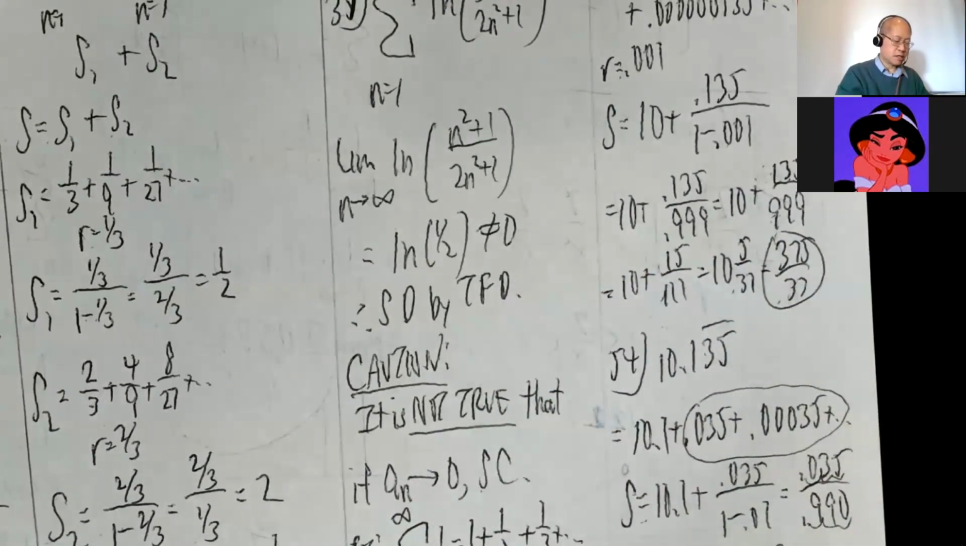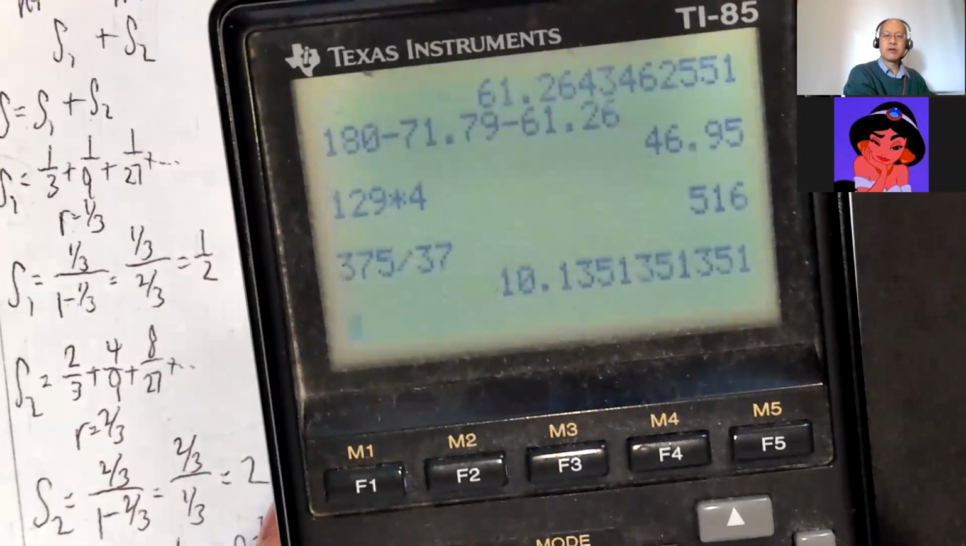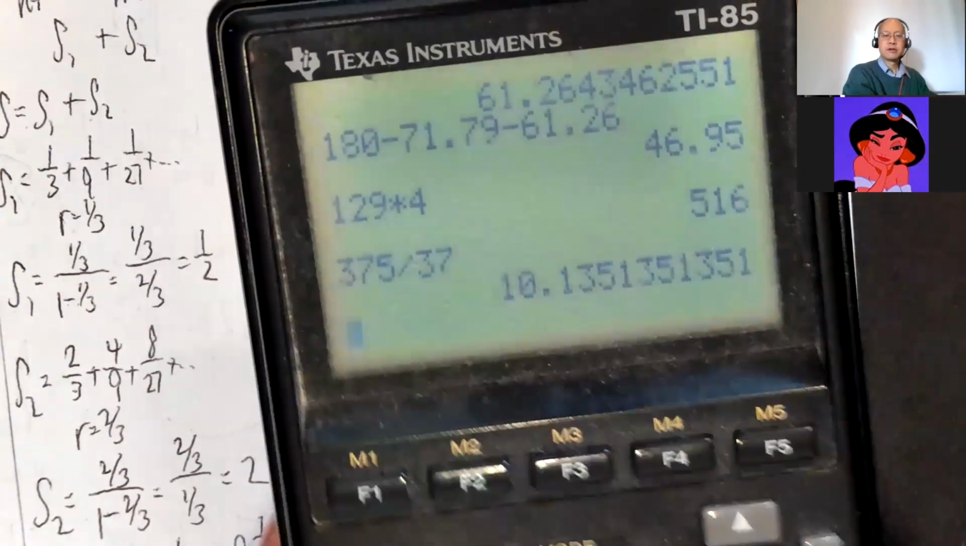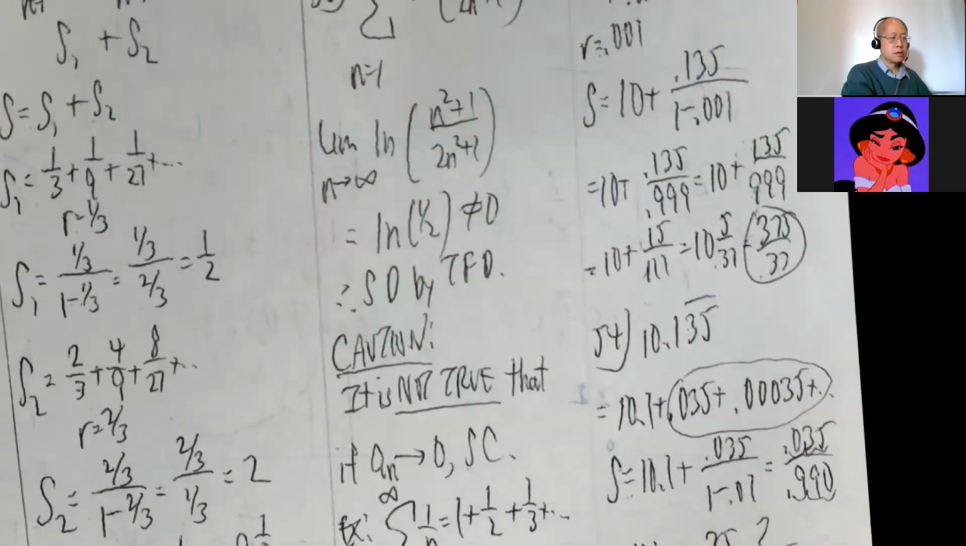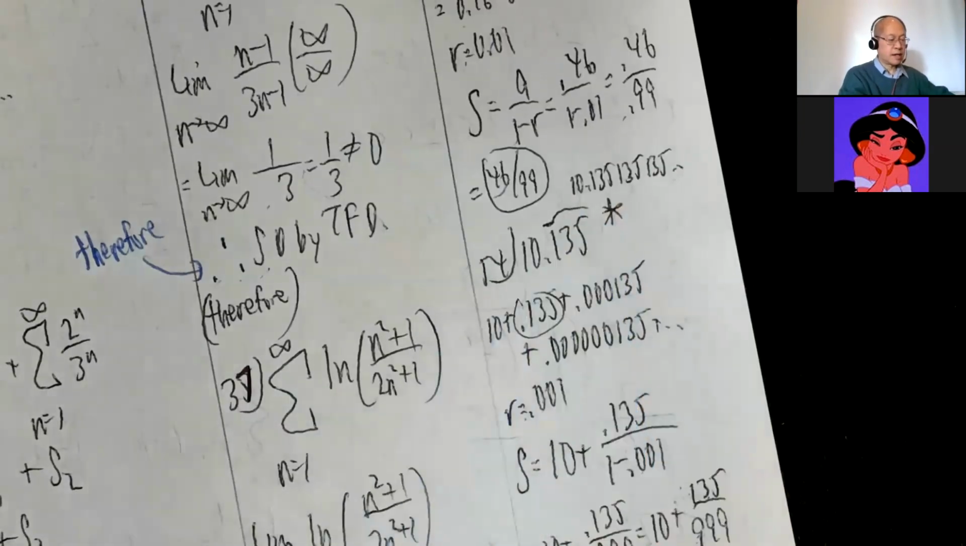And we can check that very easily. 375 divided by 37 is 10.135, 135, 135, and so on. We have that there.